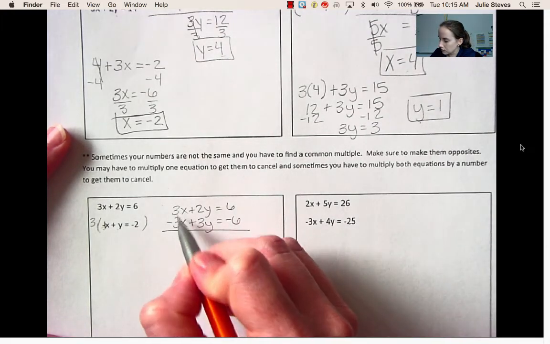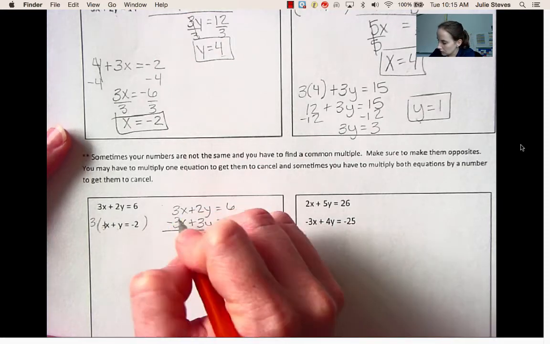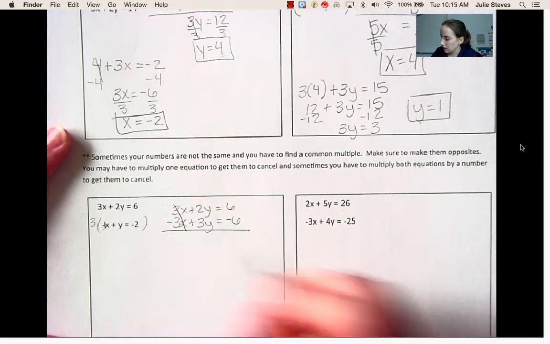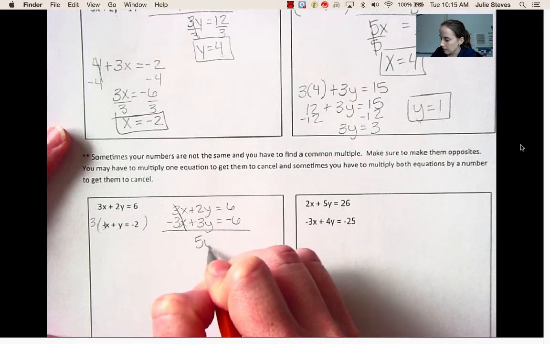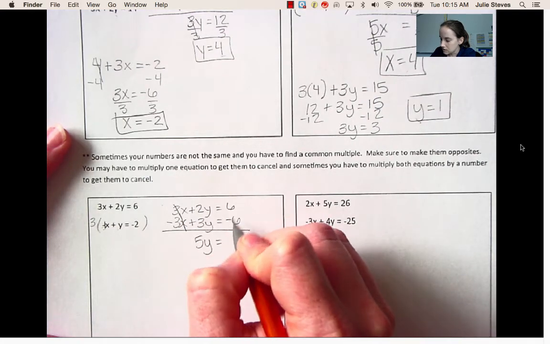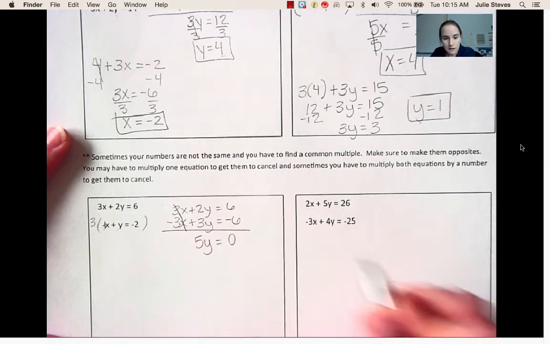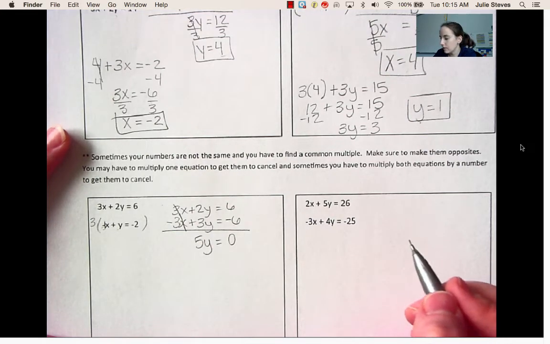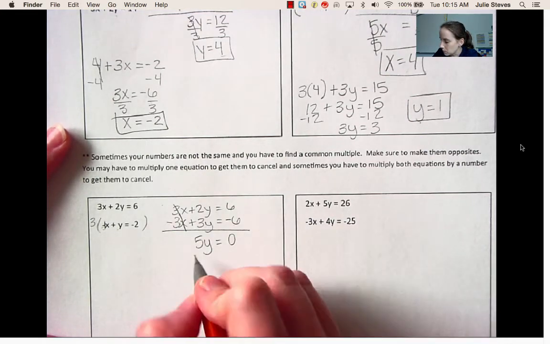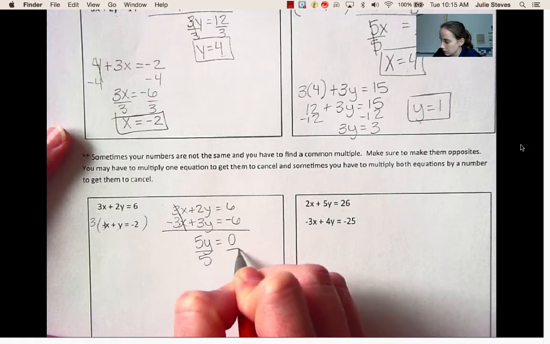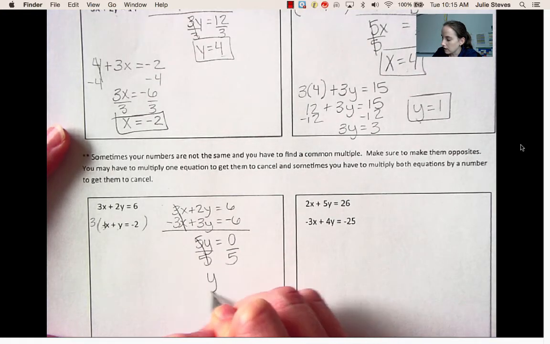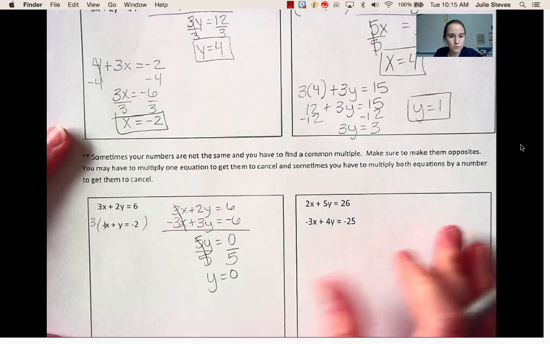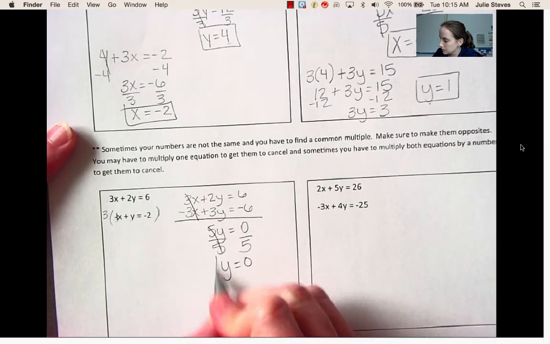The x values are opposites, they cancel out. Then I have 5y equals 6, and -6 makes 0. It is okay for you to have a value of 0. Keep solving. So y is going to equal 0 because 0 divided by 5 is 0.